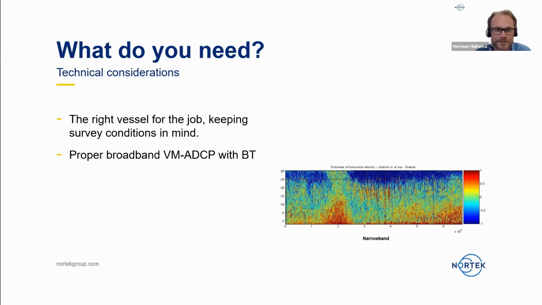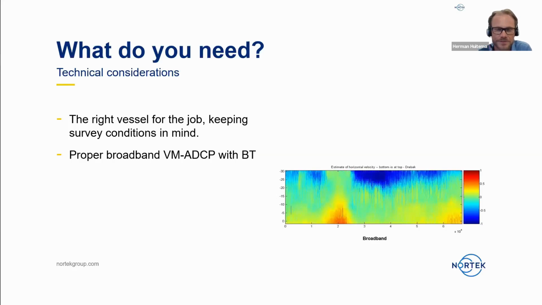So over here you see a picture of narrowband information, and I would like to show you the difference between narrowband and broadband. This is recorded at the same location and in the same time frame. So this is recorded by one instrument pinging narrowband. And over here you have pinging in broadband, which you can see it's much smoother. The data itself is much smoother.